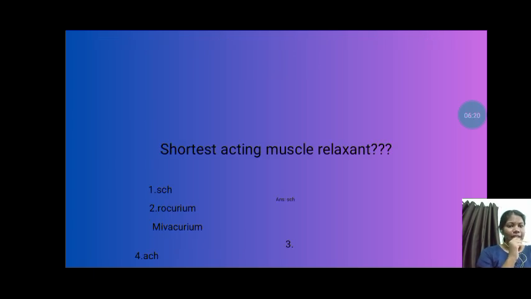Shortest acting muscle relaxant: succinylcholine, second option rocuronium, third option mivacurium, last option acetylcholine. The shortest acting muscle relaxant is succinylcholine, which acts for mainly 3 to 8 minutes.